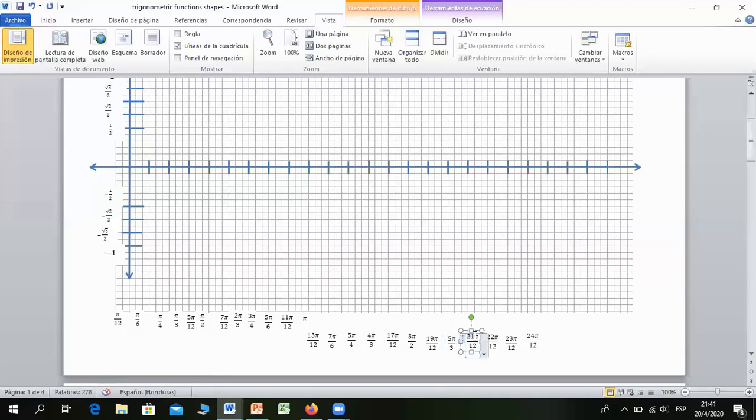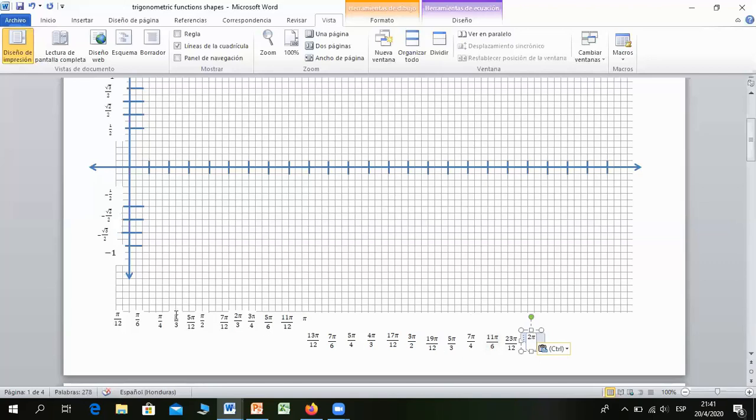Some of the values we have are in the unit circle, except those that are over 12, because they are not part of the unit circle, if you remember. What about 22 over 12? Of course, it's 11 pi over 6, so we're almost done. And if you see in the unit circle, 11 pi over 6 is very close to 2 pi. 23 over 12 can't be simplified. And what about 24 over 12? Yes, it can be simplified and it's just 2 pi.